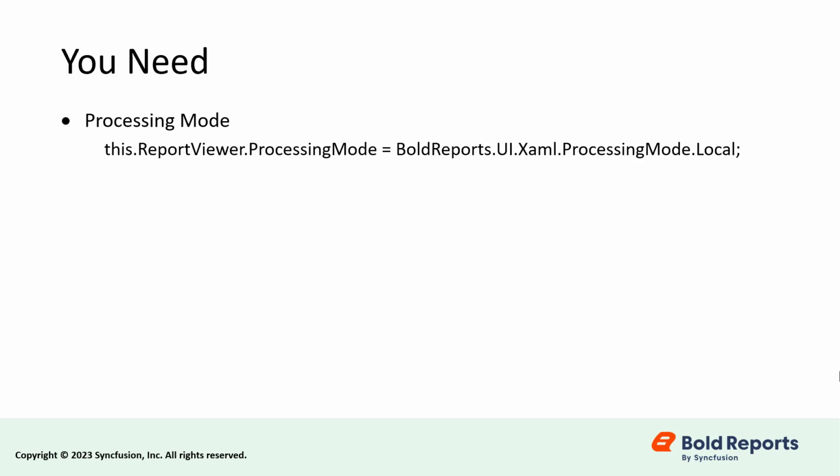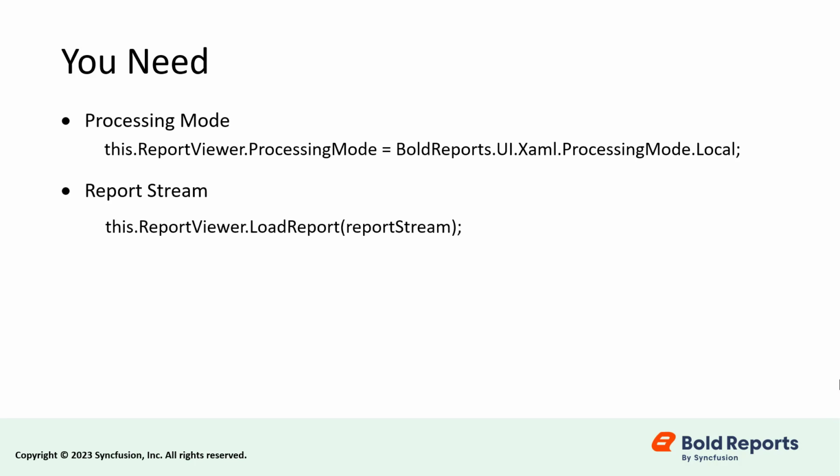You need to set 3 items to render an RDLC report in the UWP report viewer. Processing mode. This API specifies whether to process reports in local or remote mode. Reports will be processed as RDL if the processing mode is set to remote, and RDLC if it is set to local. Report stream. This API is used to set the stream of the report that is going to be rendered in the UWP report viewer. Data sources. These are used to assign the required data to the report.